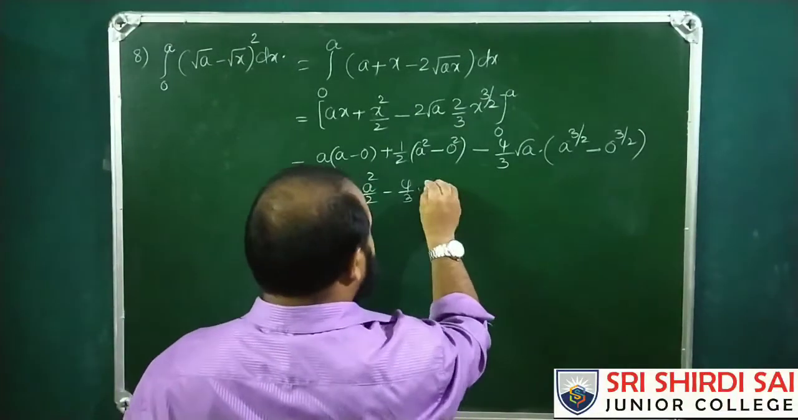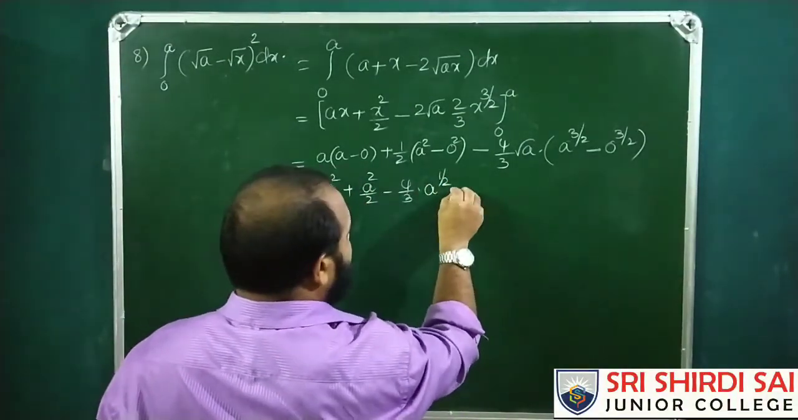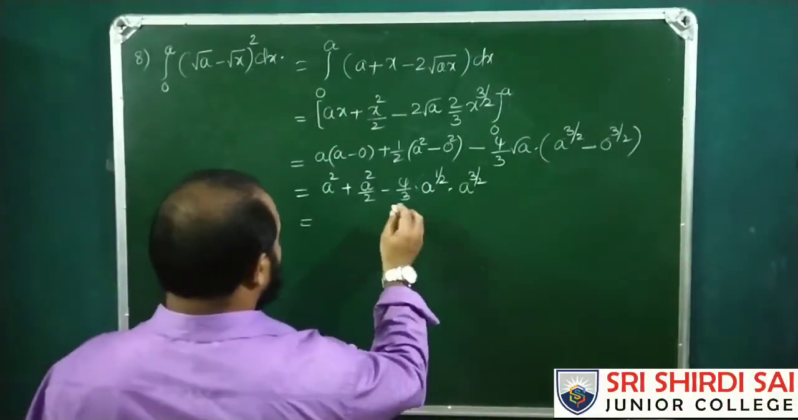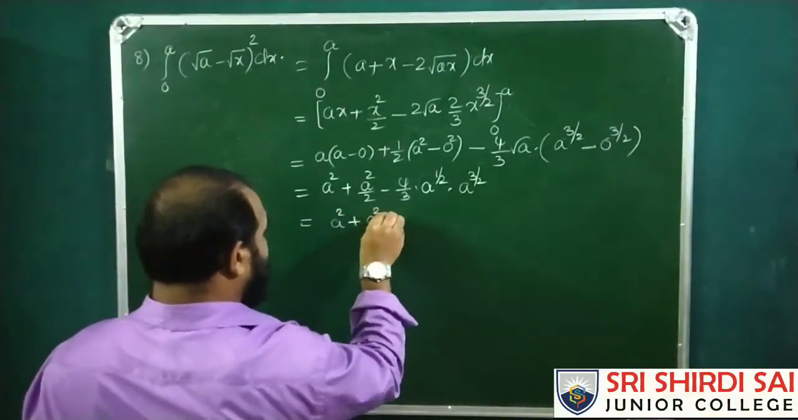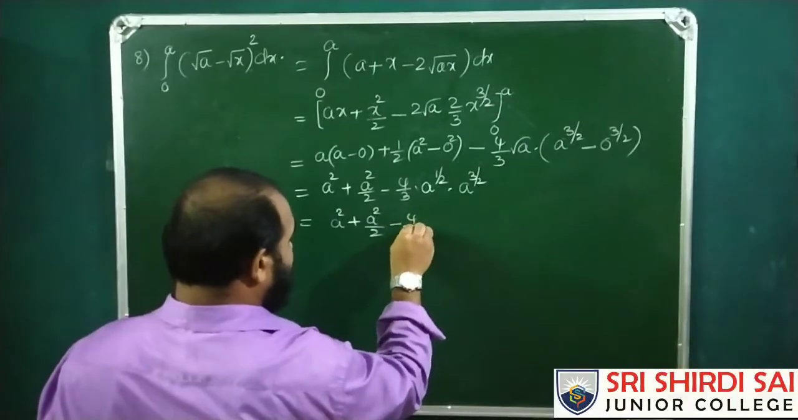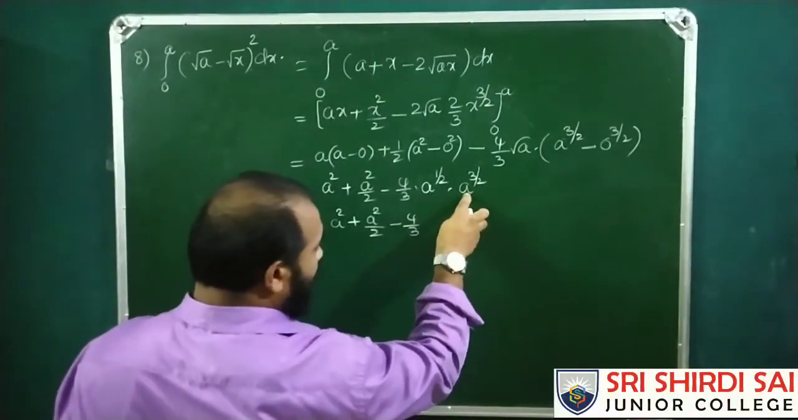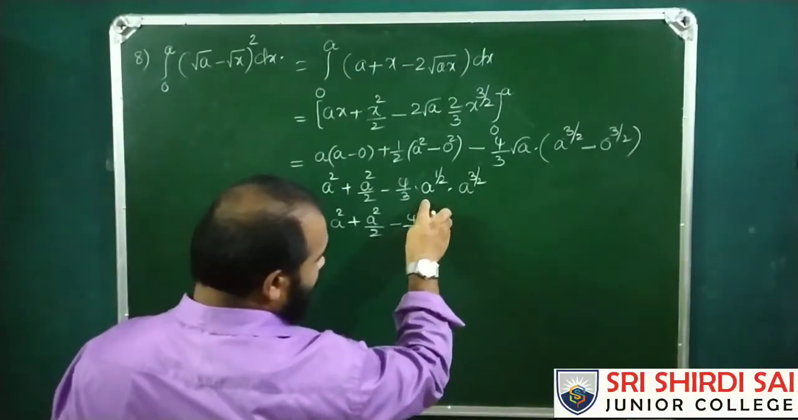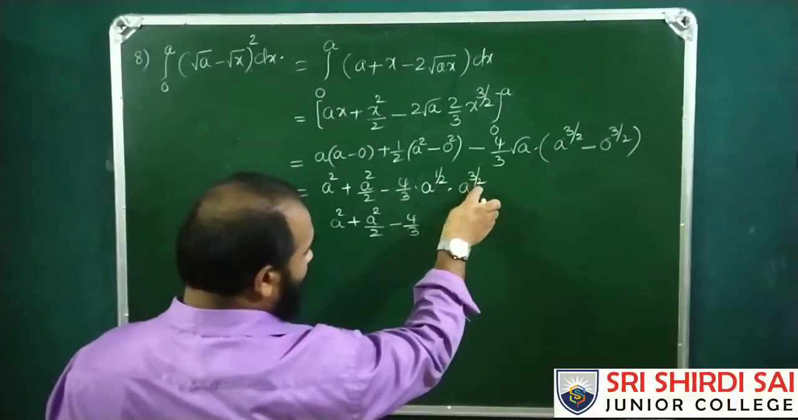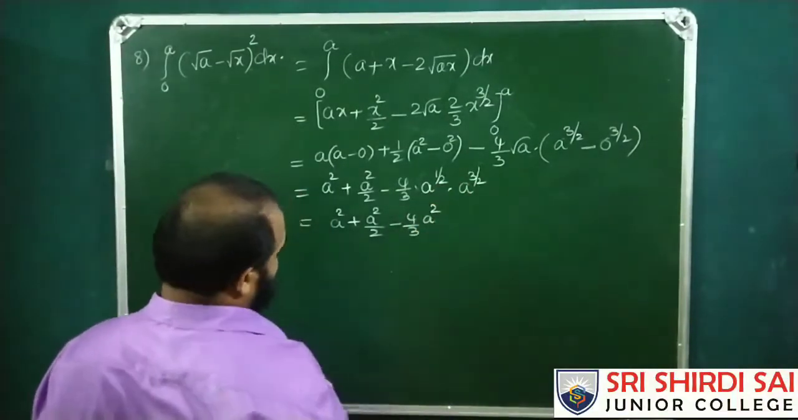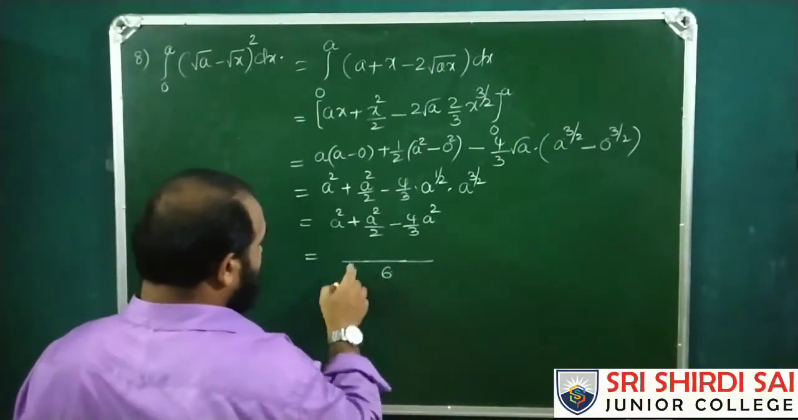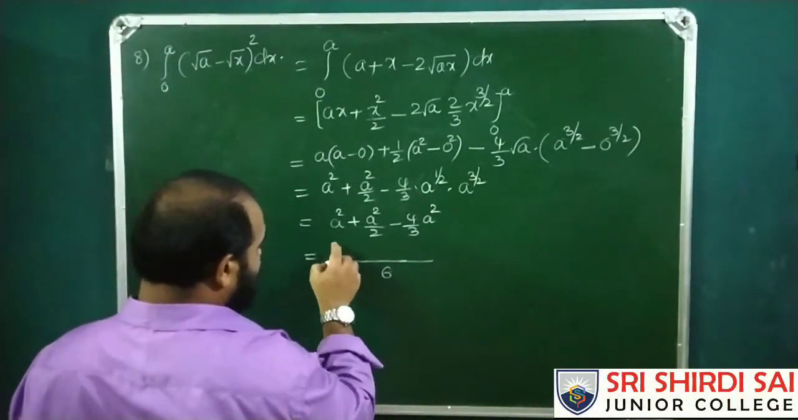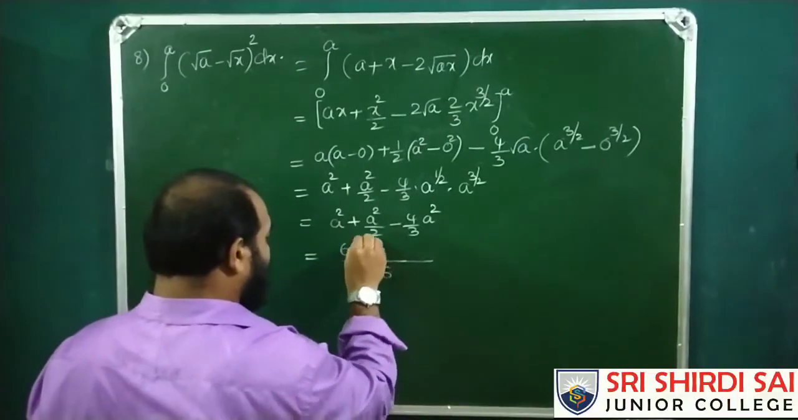So root a can be written as a power 1 by 2 also. So this is a square plus a square by 2 minus 4 by 3 into a power 1 by 2 times a power 3 by 2, which is a power 3 by 2 plus 1 by 2, a power 4 by 2, which is a square. So LCM is 2 threes are 6. So 6 by 1, 6 into a square, 6a square.